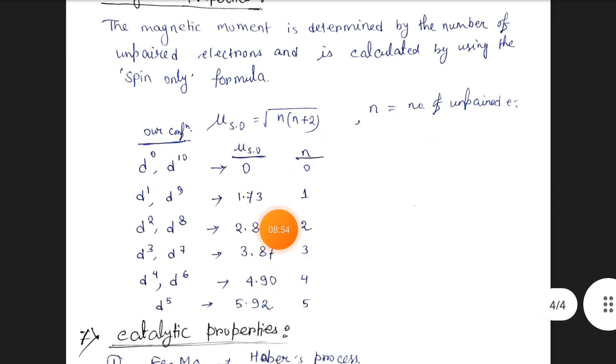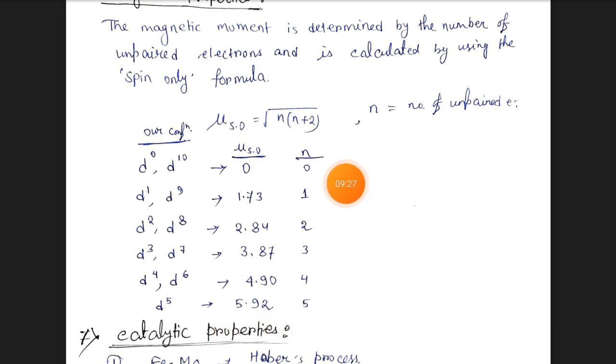So here for d0 and d10, the number of unpaired electrons is 0, so mu spin only value is 0. For d1 and d9, the number of unpaired electrons is 1, so the value is 1.73. For d2 and d8 electronic configuration, the number of unpaired electrons is 2, so 2.84. Next, d3 and d7, the number of unpaired electrons is 3, so 3.87. For d4 and d6, unpaired electrons is 4, so 4.90. And d5, unpaired electrons 5, and 5.92.